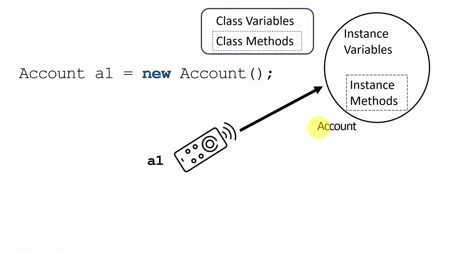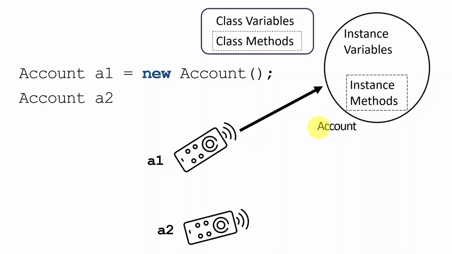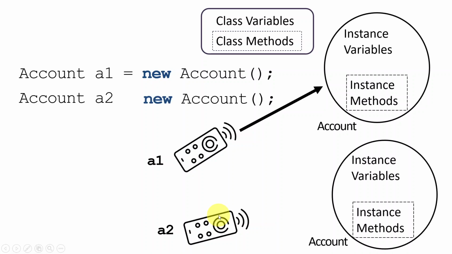Now let's see what happens if we create another object of a count. Again, we have created a reference variable, a separate remote control. Now we are creating the second object. Separate memory is allocated for instance variables. And now we are assigning the second reference variable to the object.